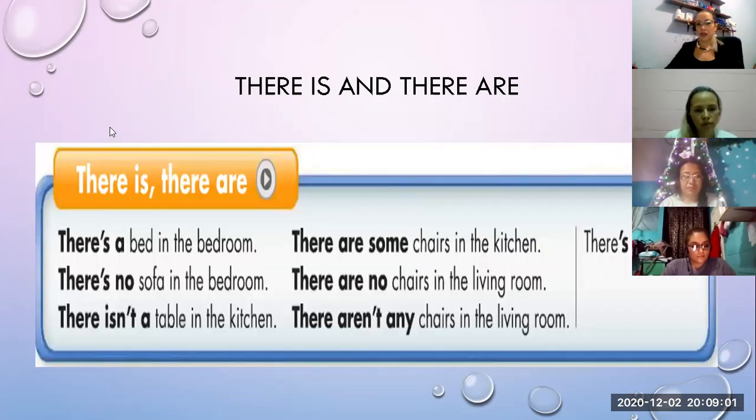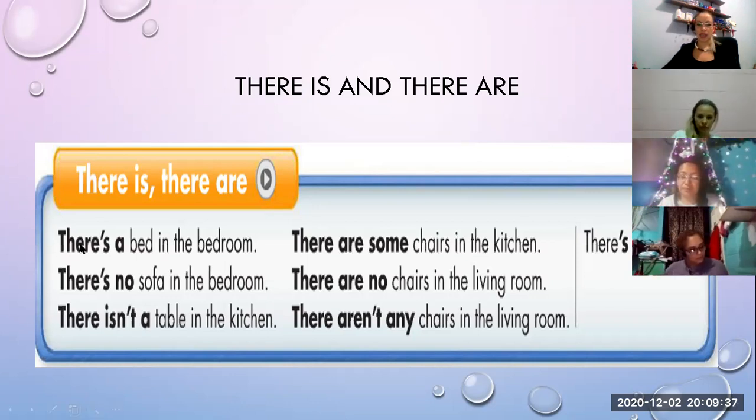Well, yesterday we started studying this chart. Ayer empezamos a estudiar este chart. Decíamos que there is y there are se usa para hablar sobre la existencia o no existencia de algo, ¿verdad? Si vamos a decir afirmativo que hay algo, vamos a usar there is si es singular o there are en el caso de plurales. Si es que no hay, vamos a usarlo en negativo. There isn't para singular y there aren't para plural.